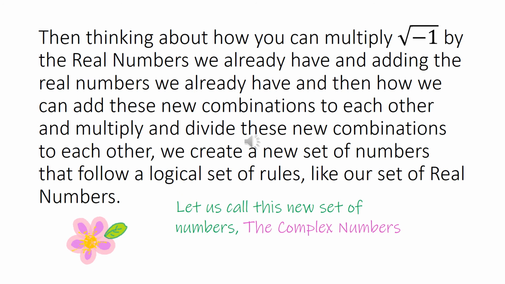If we then do all the regular arithmetic operations that we've already done on real numbers, multiplying, adding, subtracting, dividing, we can do that involving this new number, the square root of -1, and that's actually how we create our whole new set of numbers. And we're going to call this new set of numbers involving the square root of -1 as its base number, the set of complex numbers.